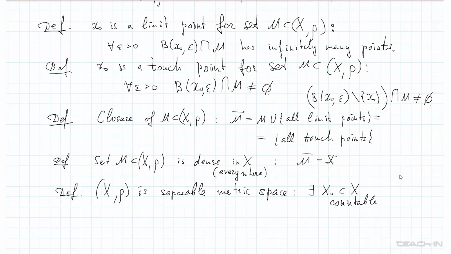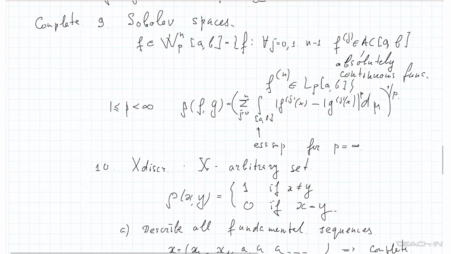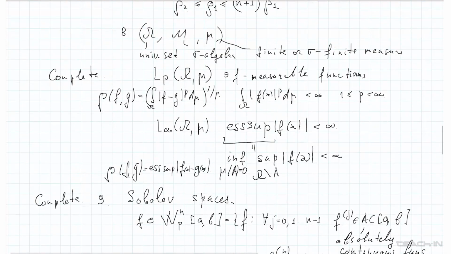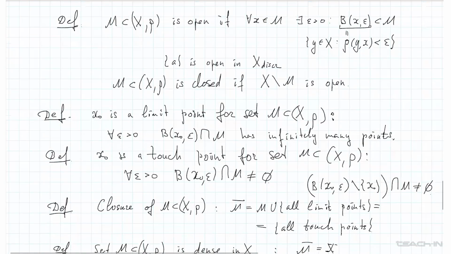Okay. So there exists a subset X0, countable or finite, and I think this part is just for the discrete metric, such that the closure of X0 gives us X. So let's briefly consider our list of example spaces and try to say something about the separability of these spaces. Which spaces are separable and which are not separable?